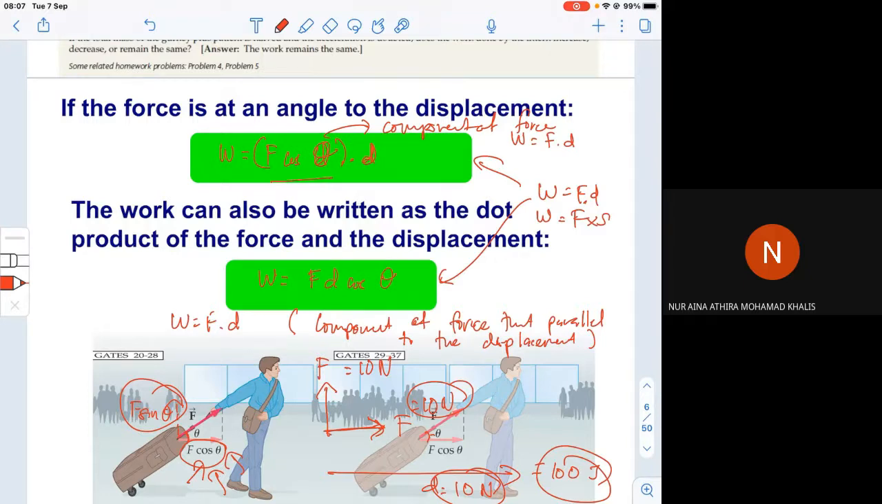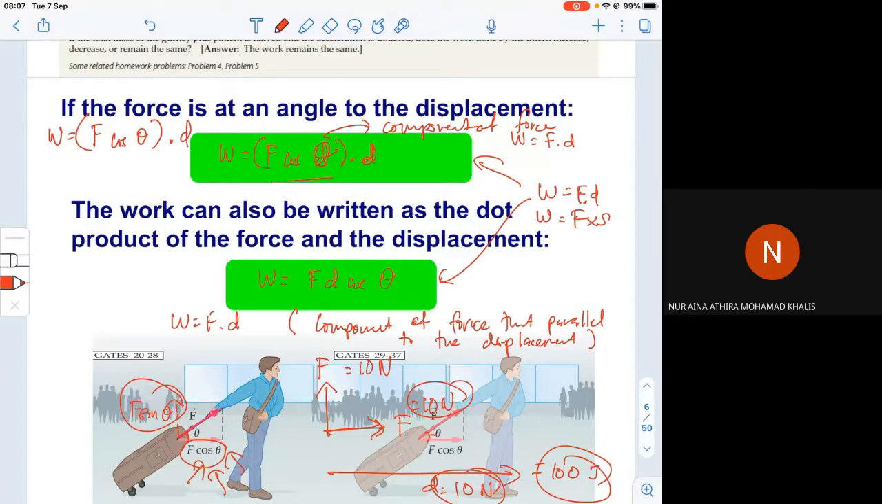Not just a force that is parallel to the displacement, but we also look at what happens when the force has a component. It is just a component, because this is the true meaning of work. Work is based on F cos theta times D. I will write it back: W is equivalent to F cos theta dot D.